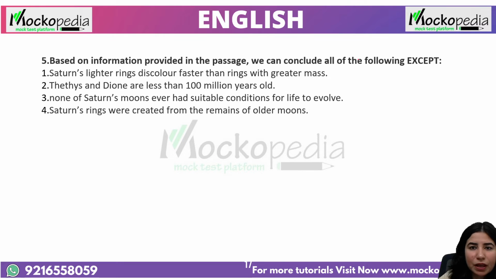So let's see. We can conclude of the following except. So incorrect को pick करना है. Saturn's lighter rings discolor faster than rings with greater marks. Yes. Tethys and Dione are less than 100 million. Yes. None of the Saturn moons ever had suitable conditions. Enceladus का example दिया तो this is incorrect. मतलब ये answer नहीं हो सकता, ये answer होगा. Saturn rings were created from remains. Yes, we can possibly say. So we will pick third as an answer.